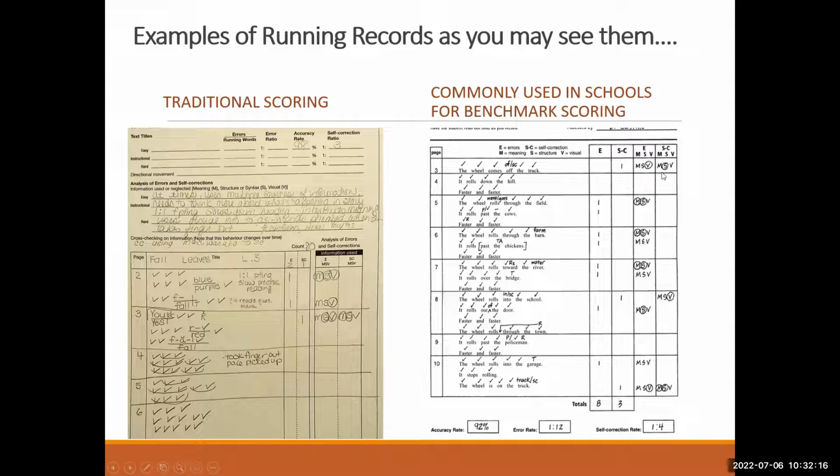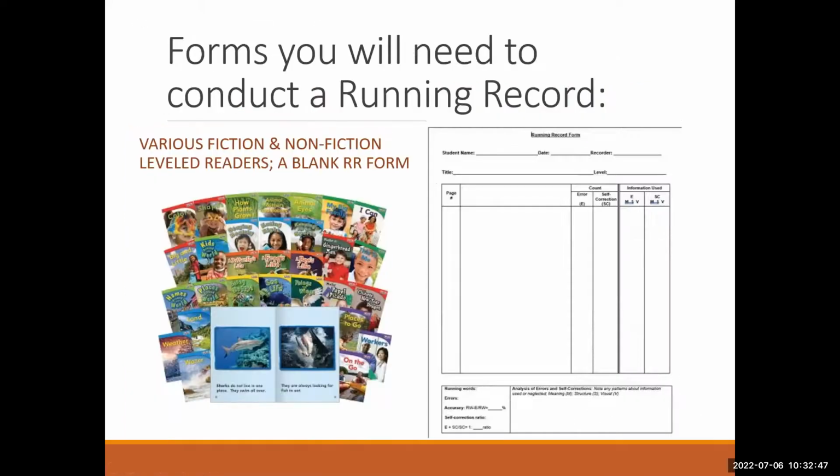And then over here, you'll see 4 columns. That's where we count all the errors that they make and then the self-corrections that they make. And then over in these last 2 columns is where we analyze the errors that they made for the queuing systems, and analyze the self-corrections they made for the queuing systems that prompted those self-corrections. So we'll learn more about that when we learn how to score, but that's what all that gibberish means. And so that's just what a scored running record might look like.